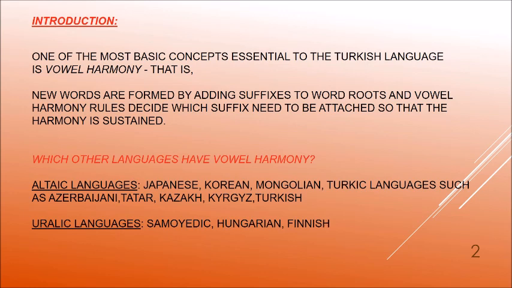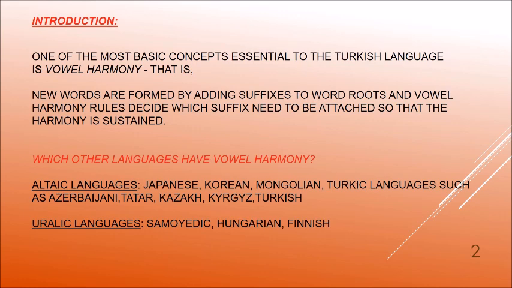So, first of all, what is vowel harmony? It develops creating harmonious sounds with less effort. Your tongue just moves back and front to say one word. That's it. So, how does this harmony happen? New words are formed by adding suffixes to word roots, and vowel harmony rules decide which suffix needs to be attached so that the harmony is sustained.